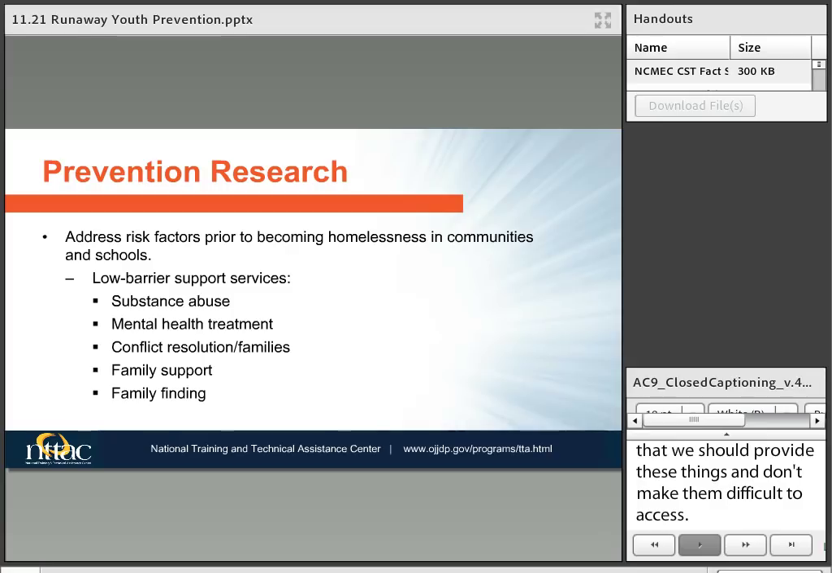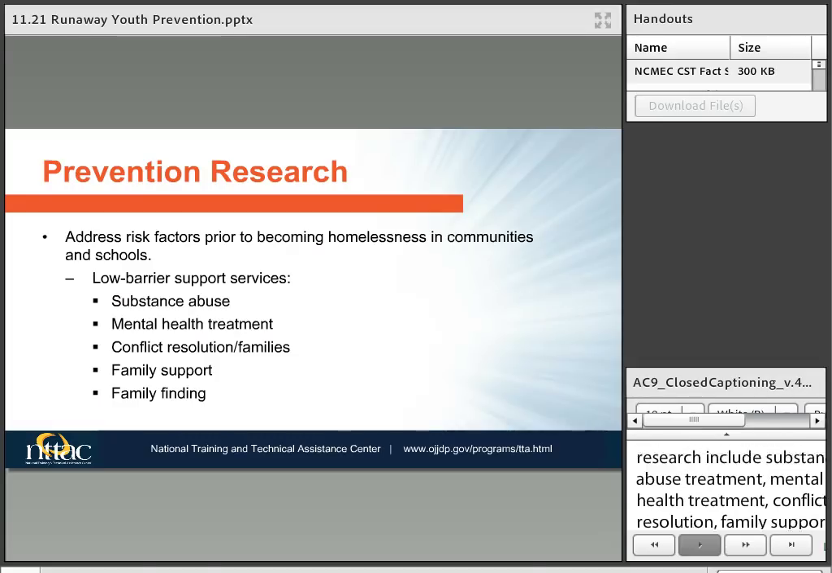And some of the boundaries and framing of services that we create don't really match the ways that homeless youth work, so it's really important that we pay attention to having low barriers. The things that are recommended in the research include substance abuse treatment, mental health treatment, conflict resolution, family support, and family finding. Family finding is a newer basis of research for preventing homelessness. That's finding a family member that will act as a support or a caregiver.